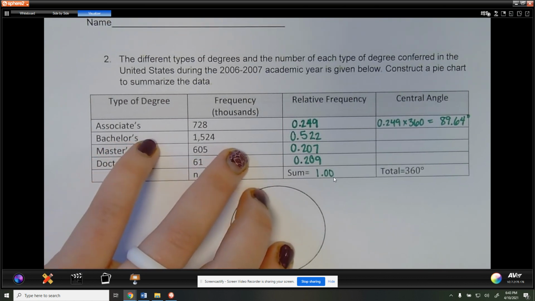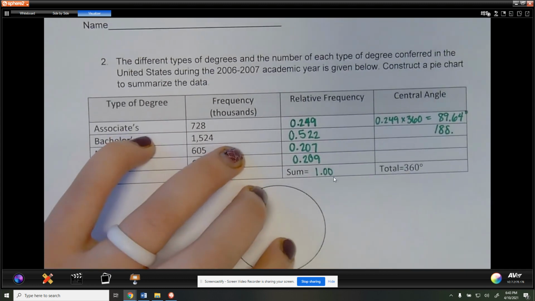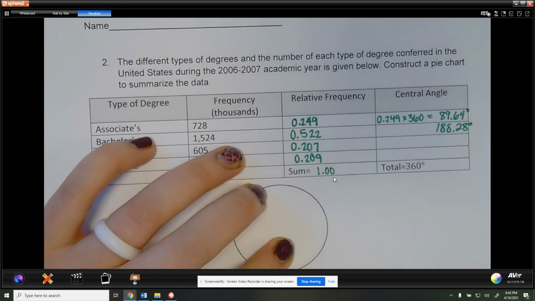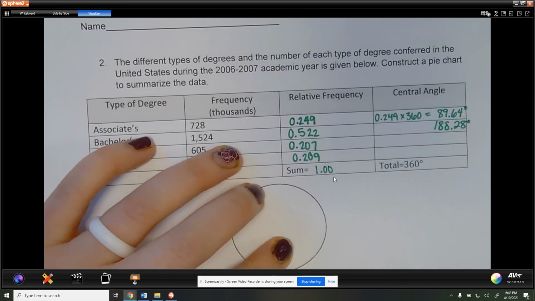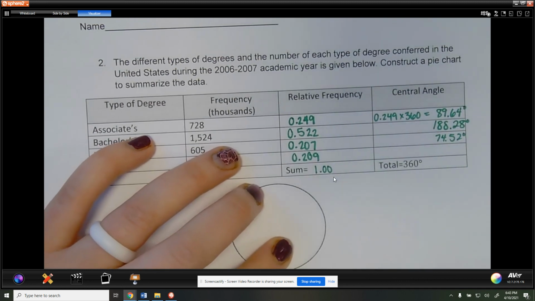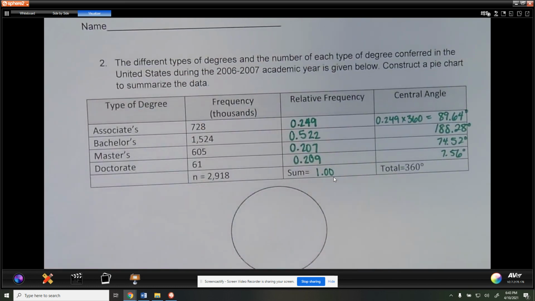Next one would be 188.28 degrees. Then 74.52 degrees. And then 7.56 degrees. All right, so all of those times 360.